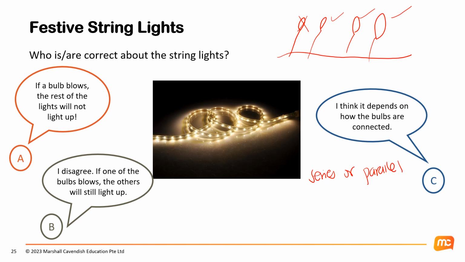Okay, so you should notice that it's mainly parallel, because if it's series, then there's only one path for the electrons to flow. So if there's only one path, then it will cause a lot of trouble, right? Because the other subsequent bulbs will not be able to have any energy for the electrons to move.